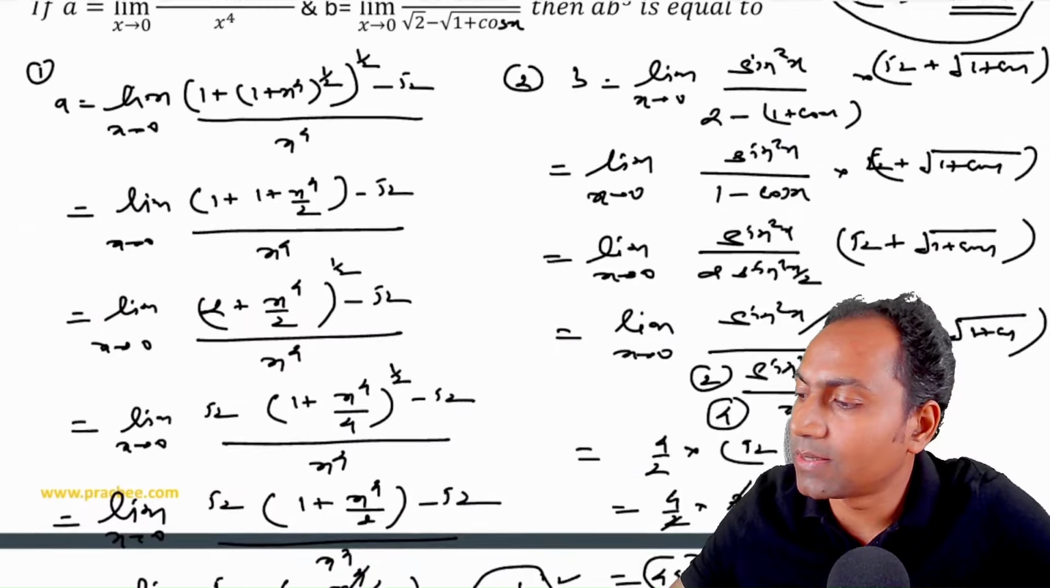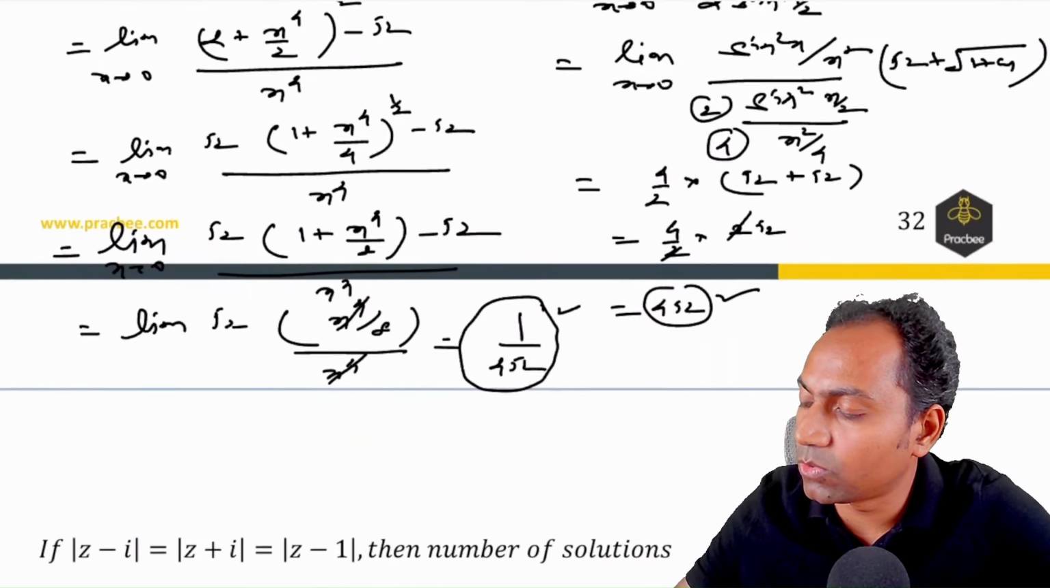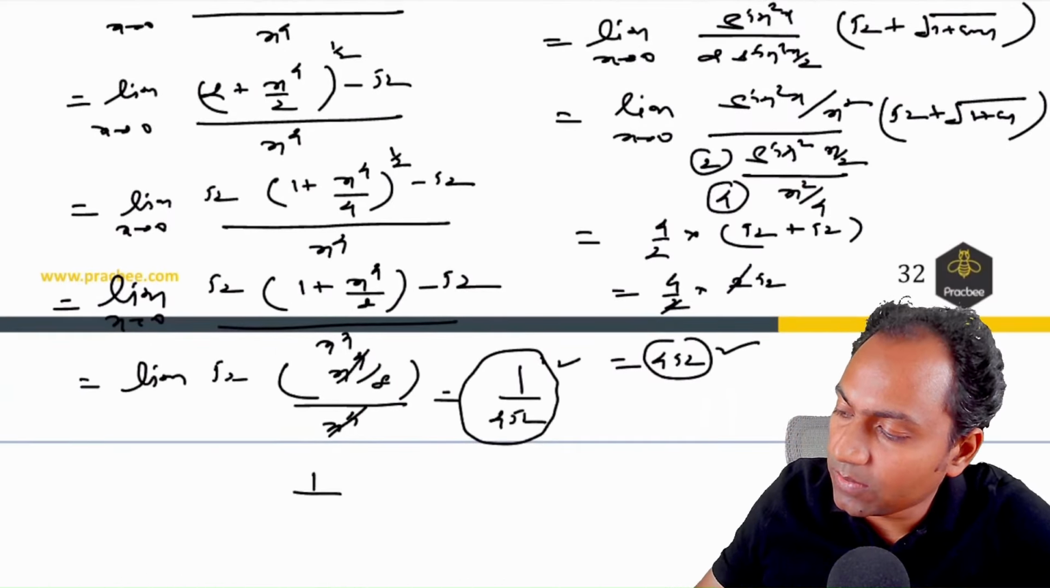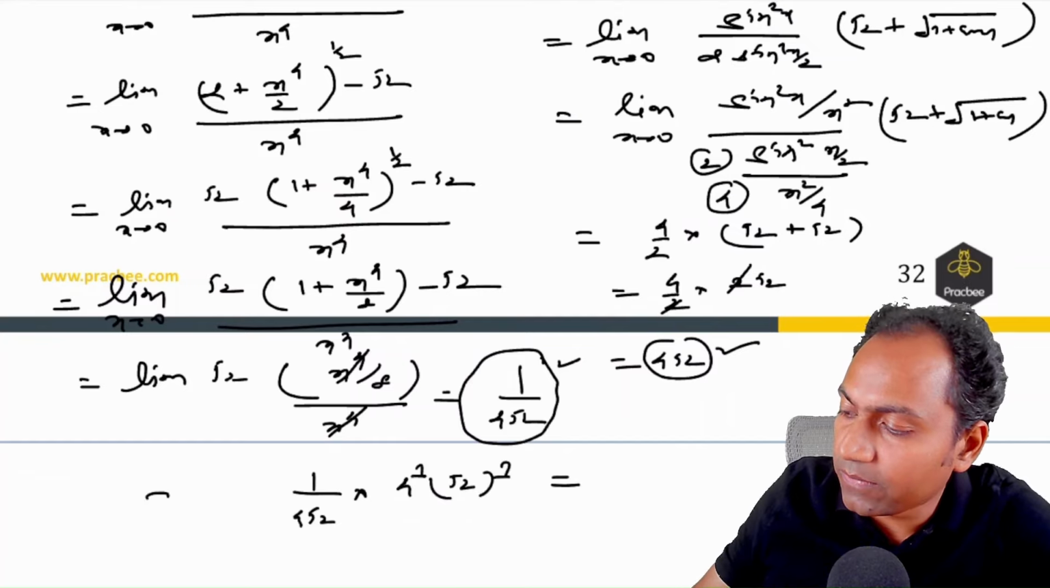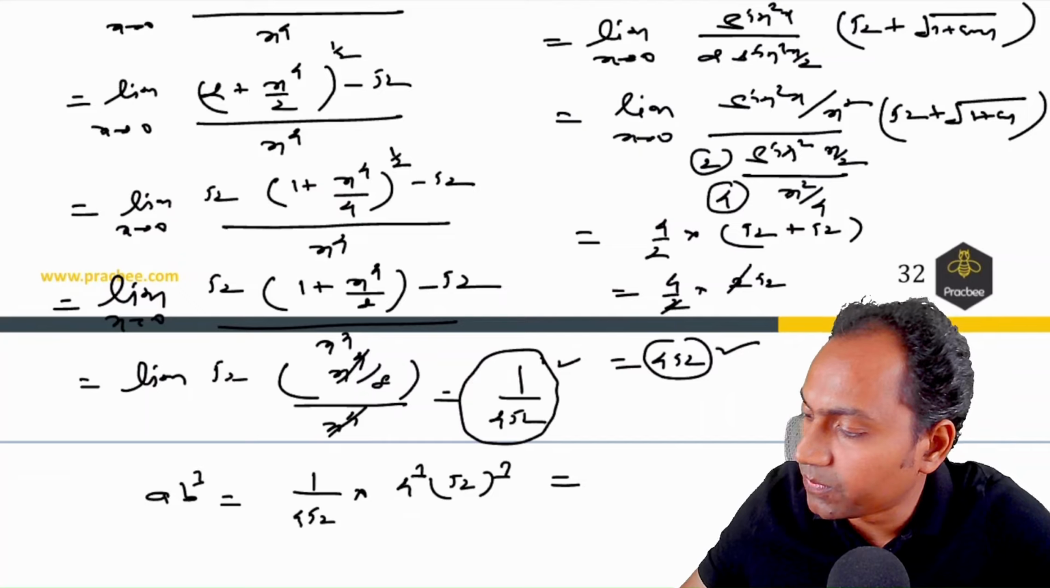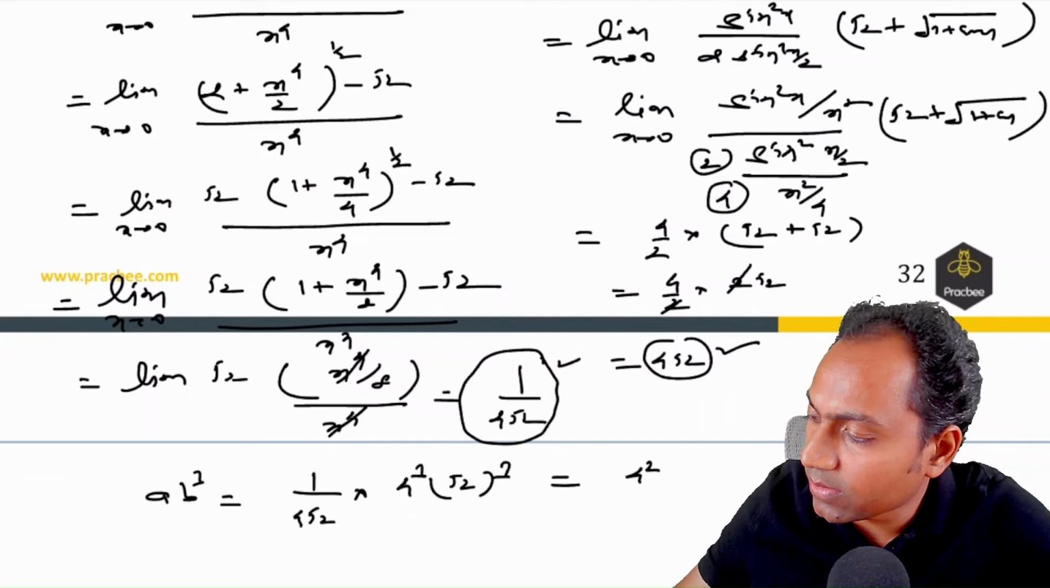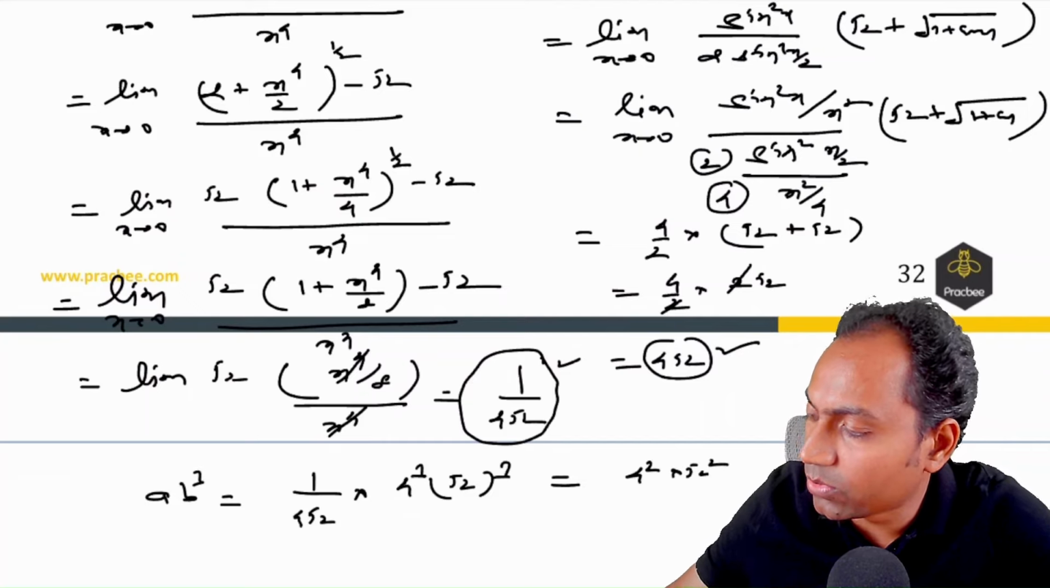Now what they're asking in the question is nothing but the value of a b cube. So a is nothing but 4 root 2. This is fine. And what they're saying is the cube of the second part. So 4 cube into root 2 whole cube. So you can see that if I find the value of a b cube, 4 root 2 will get cancelled out. And what is remaining is 4 square into root 2 square.